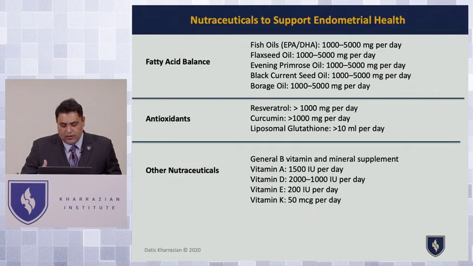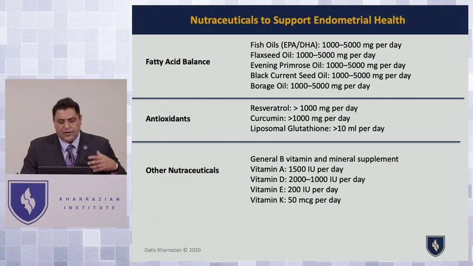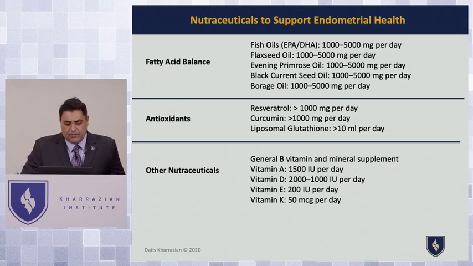And this is the protocol that I would consider if you were trying to support the endometrium. Figure out fatty acid balance. These are just a diverse list, but it may be specific when you do their dietary history. Load up on antioxidants, and then some basic A, D, E, K fat-soluble nutrients, and B vitamins. Those are all critical for dampening endometrial inflammation.